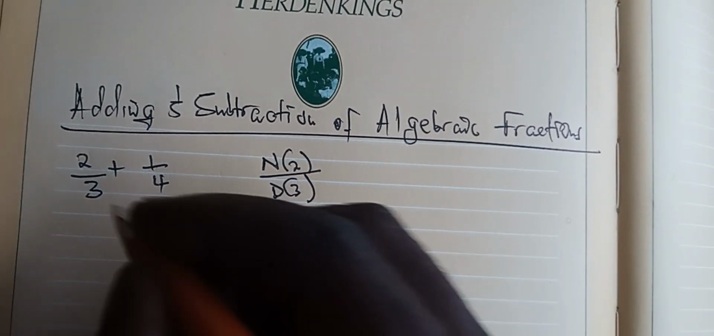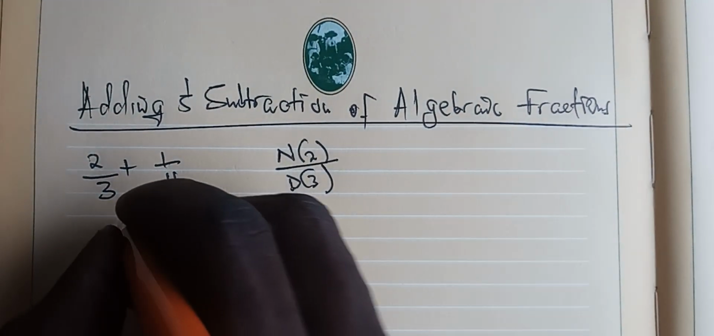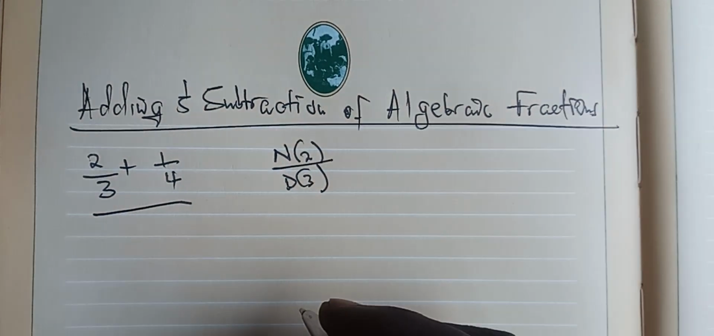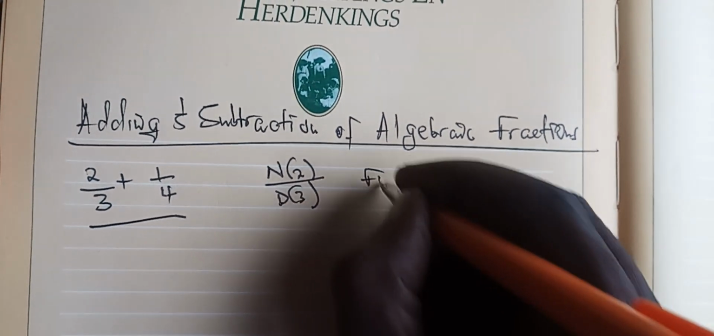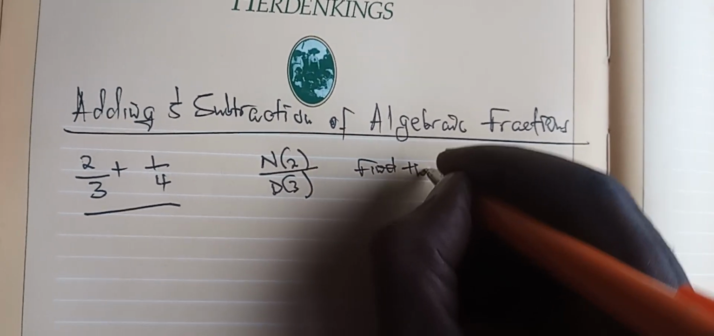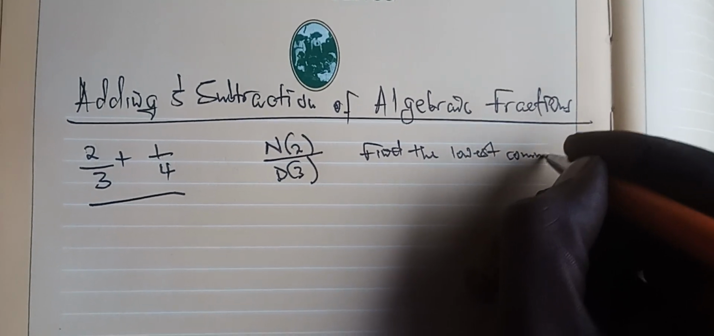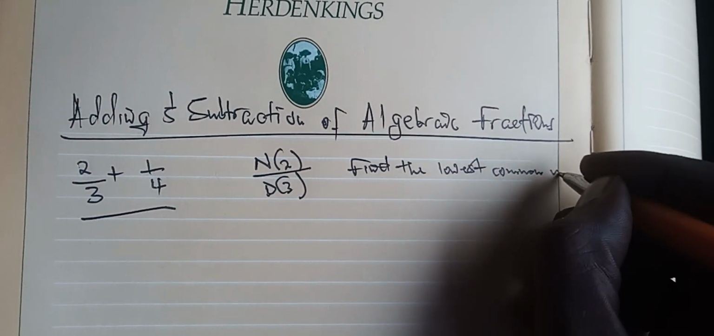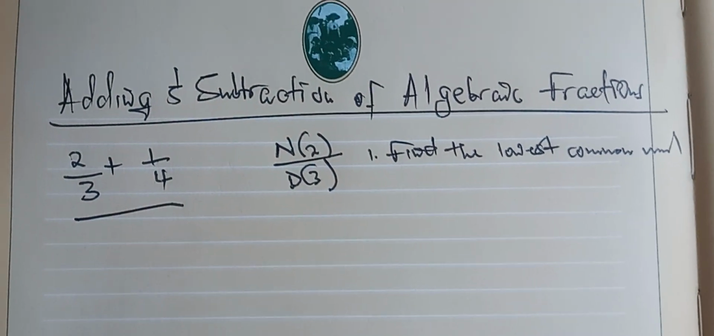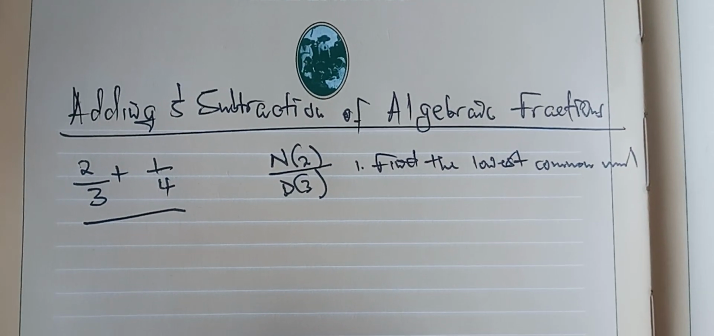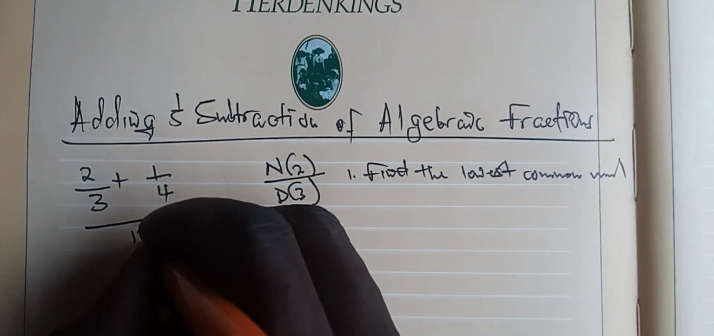So when we are adding this type of fraction, what you used to do at primary level is that the first step is to find the lowest common multiple. That was the first step. So here is what we are going to do, and our lowest common multiple is 12.